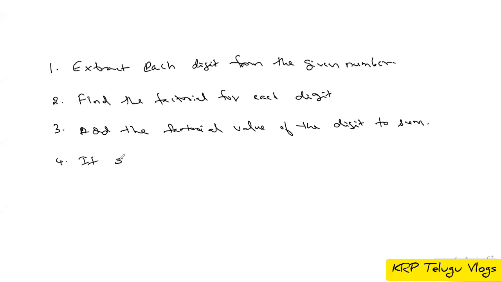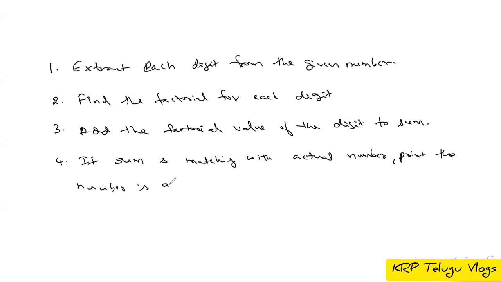If the sum is matching with the actual number, print the number is strong. Is that clear? Understood?